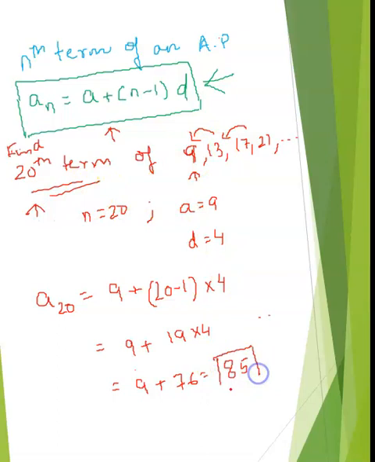I hope, students, you have followed. I will give you a few questions, you can try. If you are able to solve, well and good. If not, then I will solve them, but you should try using this. Watch this video at least twice so that you understand this formula carefully: an is equal to a plus n minus 1 into d. What is it? The nth term of an AP. In this way, using this formula, you can solve questions.